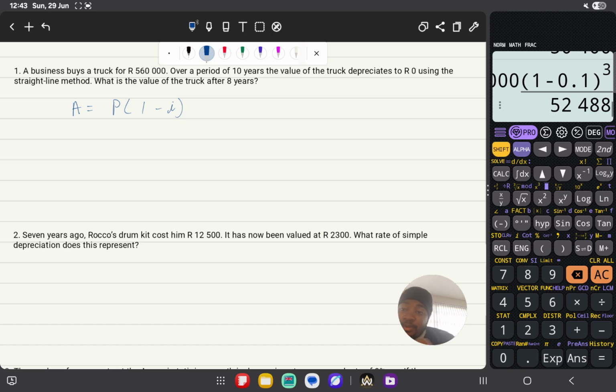Look at this. If you put 0 here, and then you put 560k, times 1 minus I, this is going to cancel out. You will have 0 equals 1 minus I, and then I becomes 1, meaning your interest rate was 100%, right?